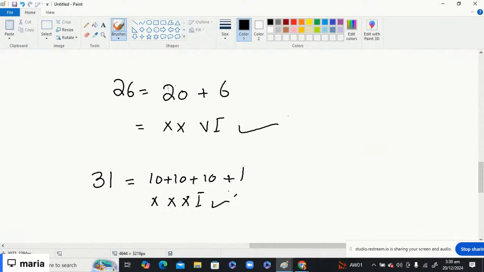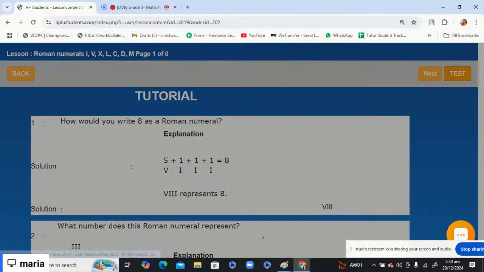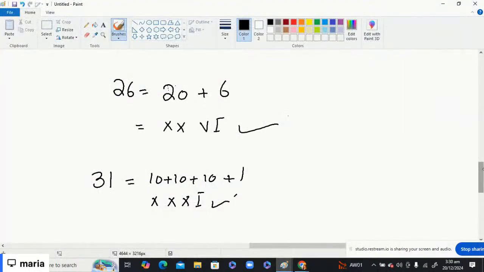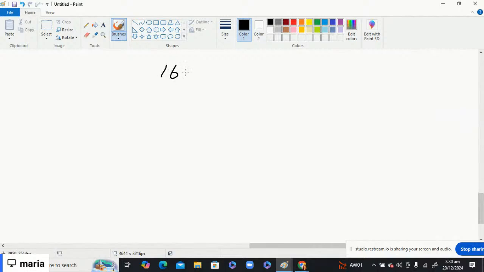Now let's do some test questions, 2 or 3 test questions. You guys tell me, hurry up in the test questions, okay? How would you write 16 as a Roman numeral? Now here is 16. What does it become?